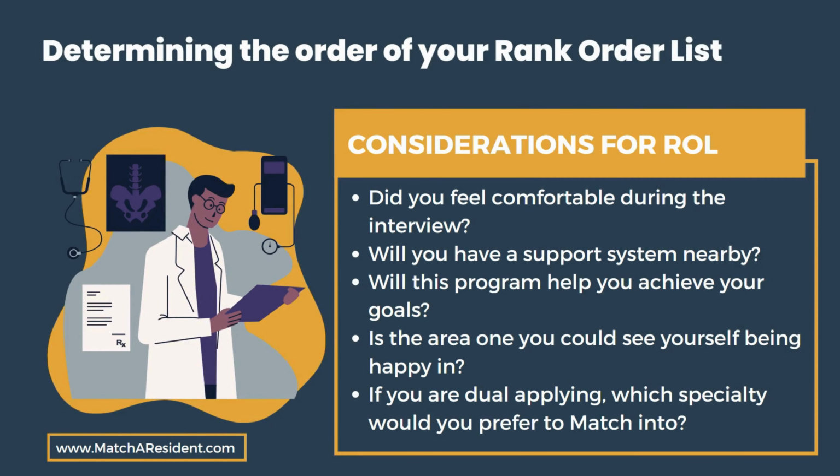How are you going to determine the order of your rank order list? There are a lot of considerations to take into account when you are deciding your rank order list, and they may be different based on each person. Some things to think about is, were you comfortable during the interview? Do you feel like you hit it off with the attending or the program director and you think it will be a good environment for you to train? Will you have a support system nearby? Is this located somewhere that you have friends or family, or maybe it's in the area that you've done USCE? Either way, somewhere that you'll have a support system so that you're not going through these 3 years alone.